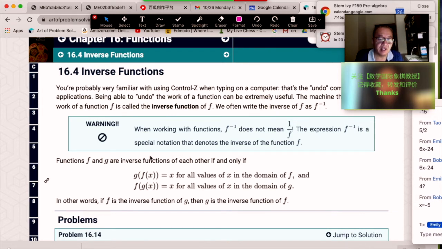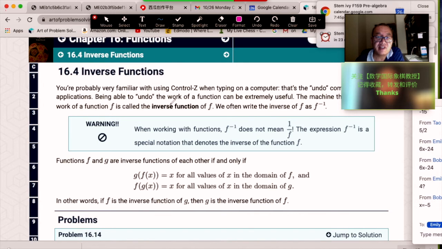Now let's say functions f and g are inverse functions of each other if and only if g(f(x)) equals x for all values of x in the domain of f(x), and f(g(x)) equals x for all values of x in the domain of g. So that means when you combine these two together, you always get x.